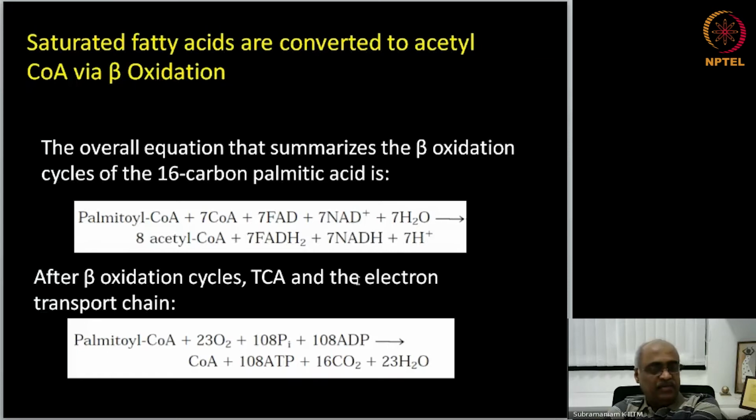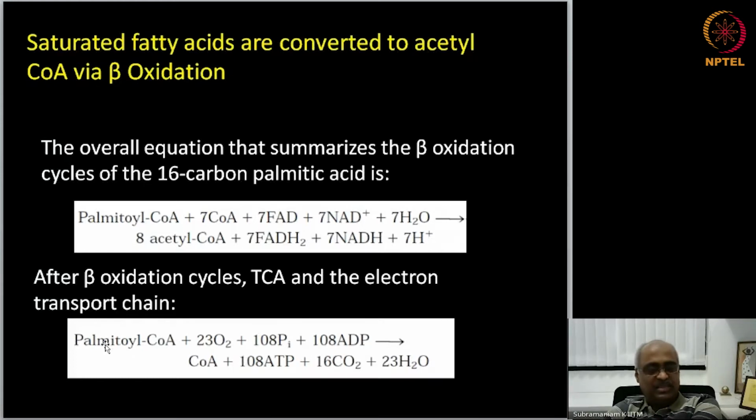But at the end of the entire oxidation, the Acetyl-CoA produced here enters the TCA cycle, and then the electrons flow through the electron transport chain from these reducing equivalents produced here, conserved in FADH2 and NADH. And at the end of all, when oxygen molecules are converted into water and the Acetyl-CoA carbons become carbon dioxide, this would be the balance. So 1 palmitoyl-CoA will consume 23 molecules of oxygen and 108 ADP molecules, producing 108 ATP. So this is the net gain from 1 palmitic acid oxidation.